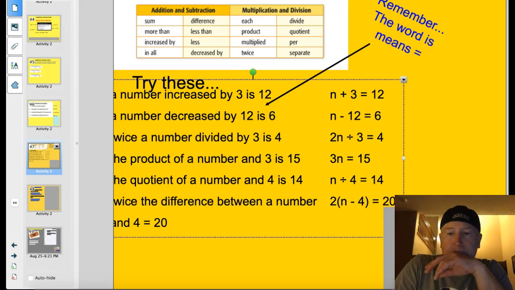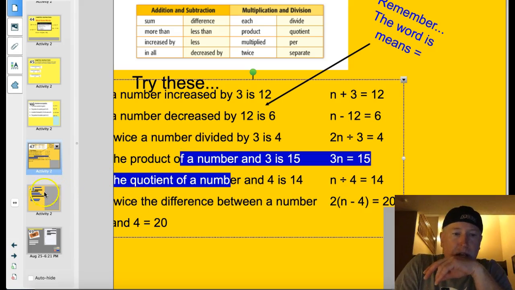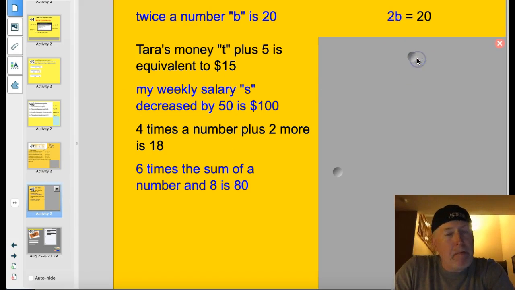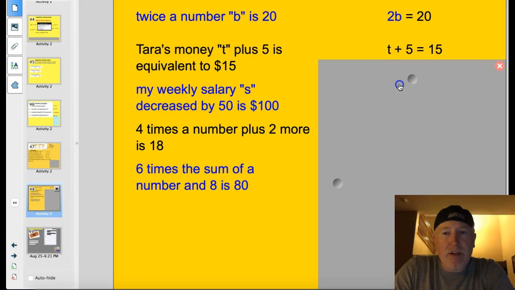All right. Very good. Another slide. Try these. Let's see how you did. 2b equals 20. Tara's money T plus 5 is equivalent to $15. Here's Tara's money. Plus 5 equals 15.